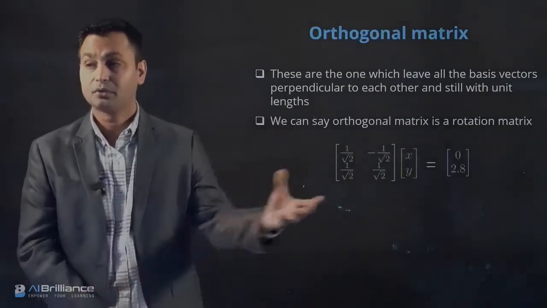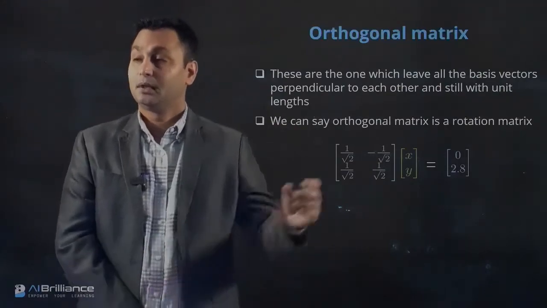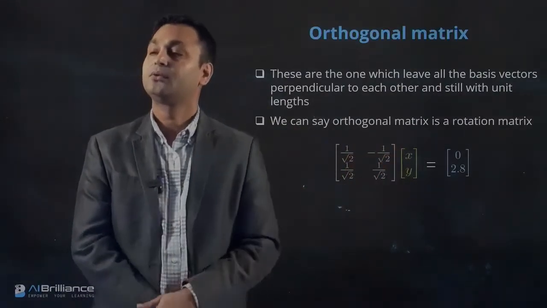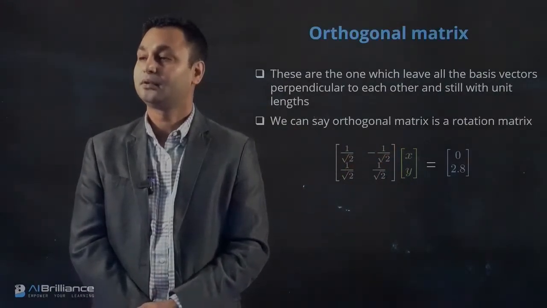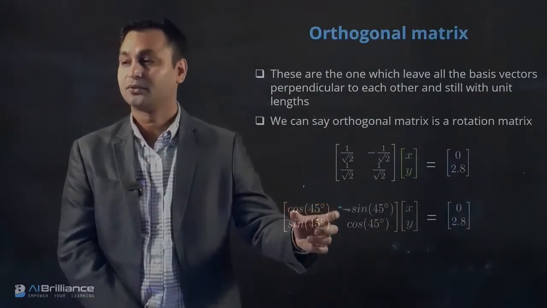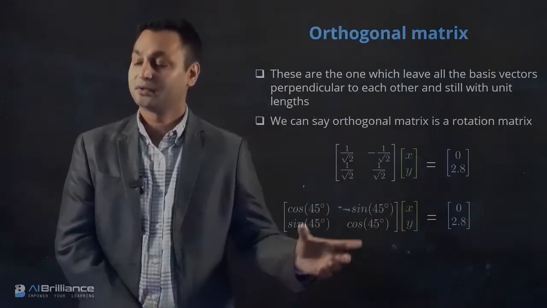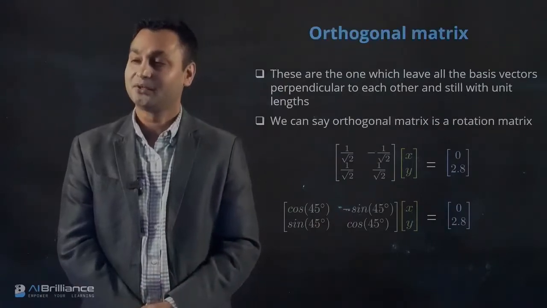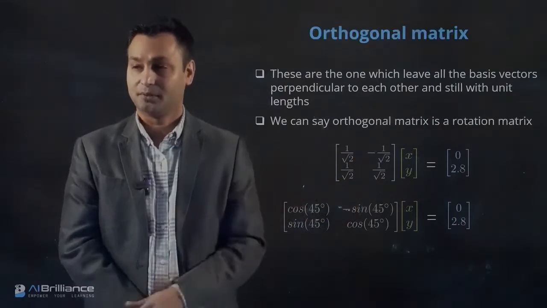Okay, so the example and the equations that you see here can be derived using terms of cosine and sine, and you can see these are the ways you can define an orthogonal matrix.